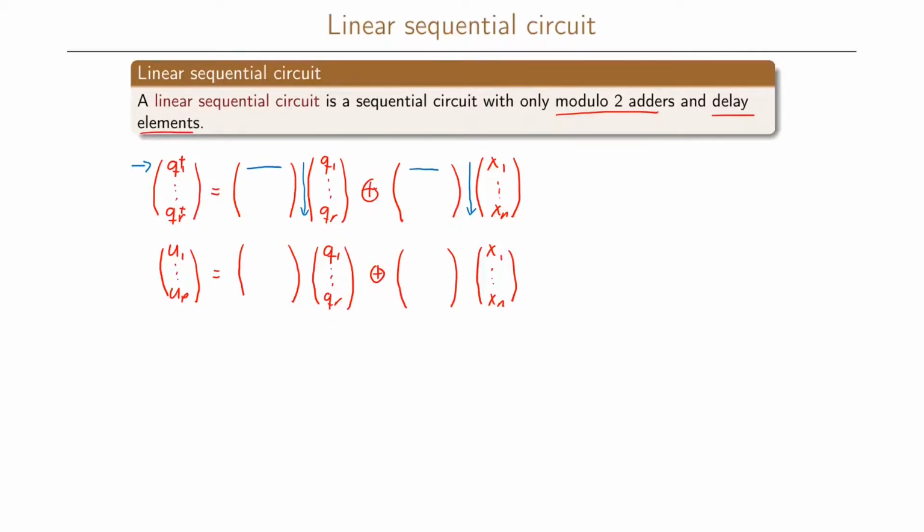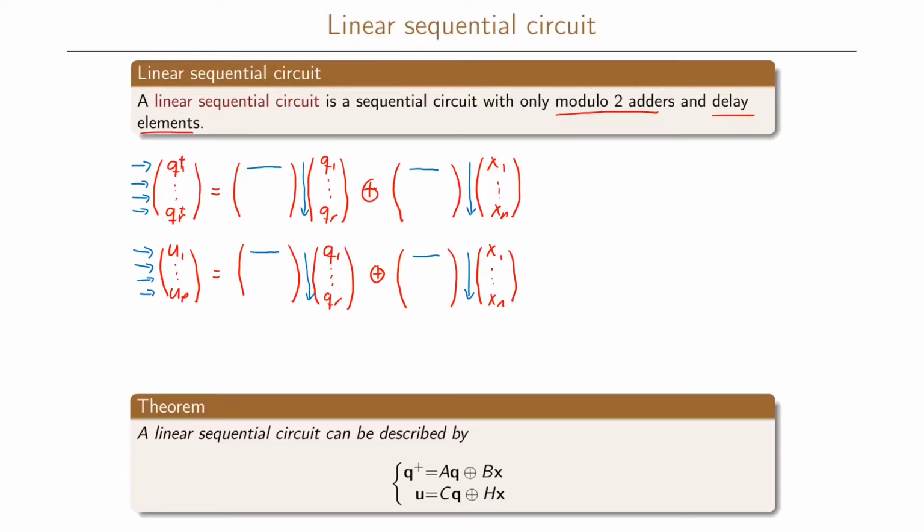And similar for the other next state variables here, and also the same thing for our output variables. So u1 here is the first row of this matrix times the column vector of the current state plus the first row of this matrix times the column vector of the input. And we do this also for all the other output variables that we have.